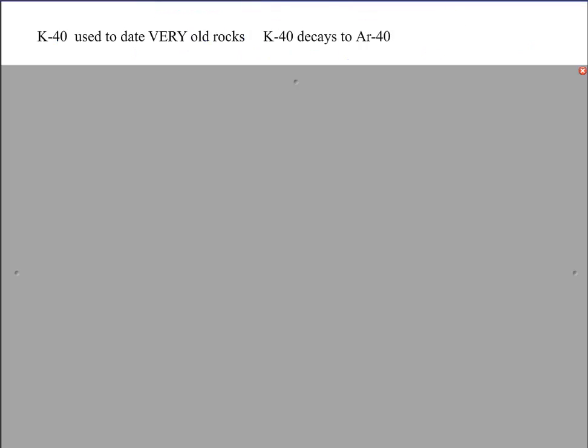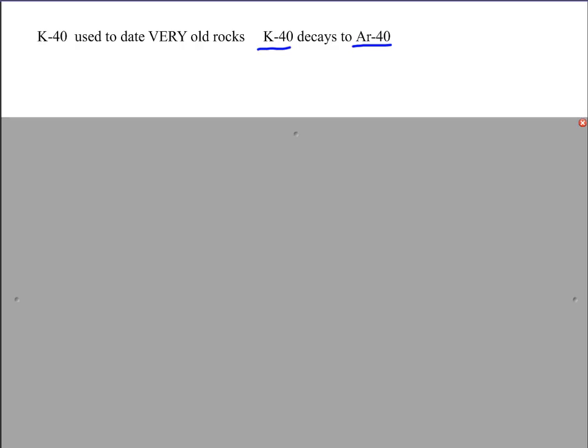Potassium-40 is used to date very old rocks, so this is a geologist tool. The reason it's used is potassium-40 decays to argon-40. Potassium is a solid, argon is a gas. It's very unusual to find argon trapped in rocks, especially argon-40. If it's found, that's an indication that it came from radioactive potassium-40.